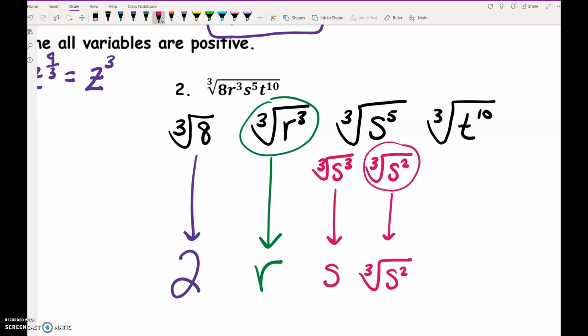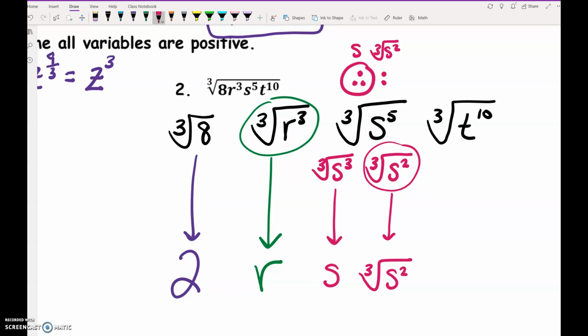Now, I feel like that takes a lot to write out, so I like to use dots instead. So I do 1, 2, 3, 4, 5. There's one group of 3. That becomes my s. And these 2 left over become the cube root of s squared. Those 2 are still stuck under the radical. You have to have a full group of 3 to break out of that radical, to cancel out that radical.